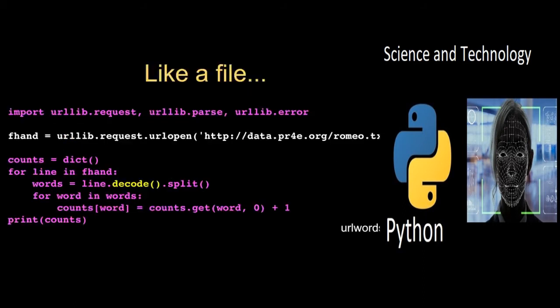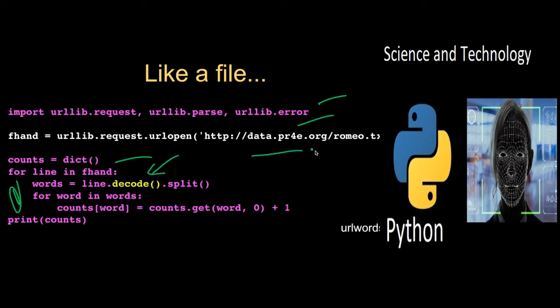You can do anything you want. I mean, treat it like a file. You just have to remember to do the decode bit when you treat it like a file. And so that code: we import it, we're going to open it, we're going to make a dictionary, we're going to loop through, we're going to split it. We have to add the decode just to make sure, because that line is bytes, not string.